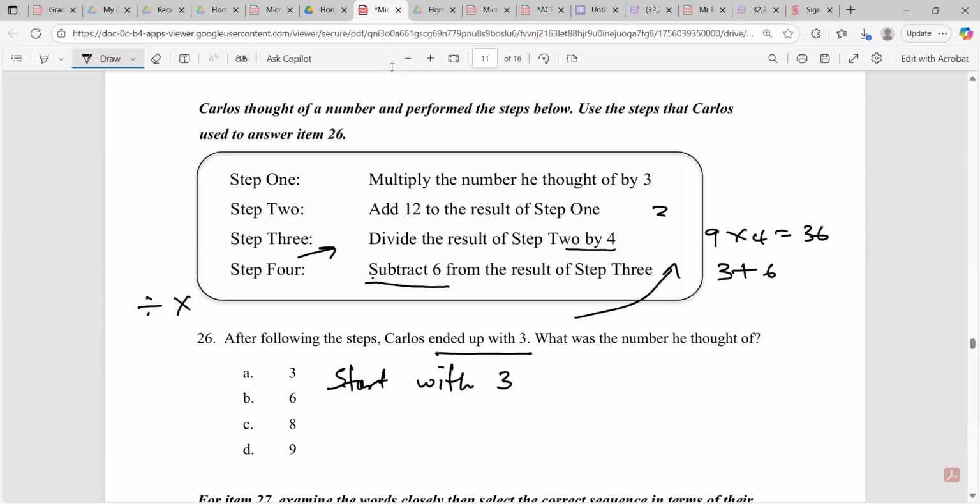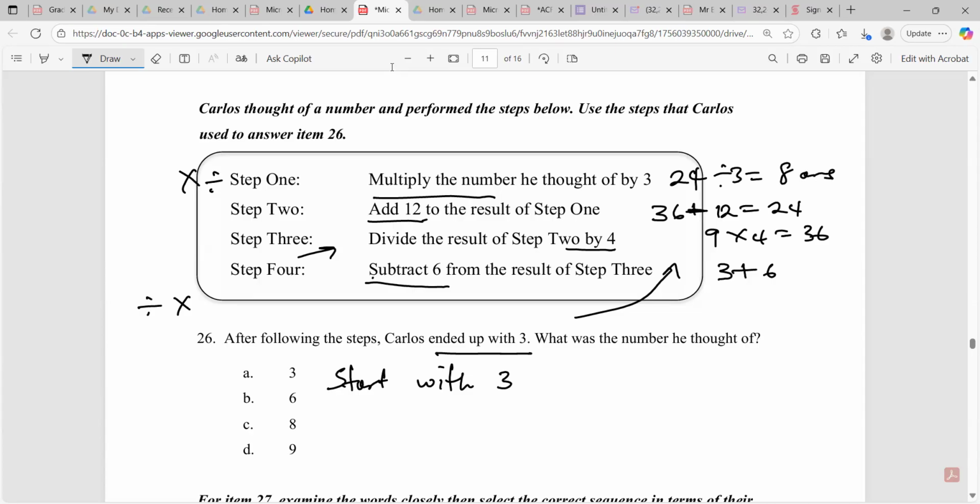So here, we start at 36. It says add 12 to the result of step 1. So add 12, meaning we subtract 12 instead. So we are at 24. And the final step now, it says multiply. And the opposite of multiply is divide. So we're going to divide by 3.